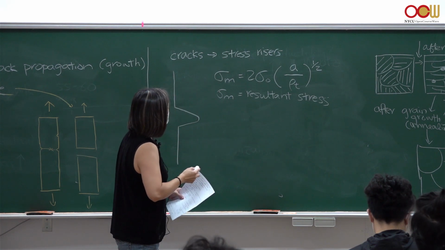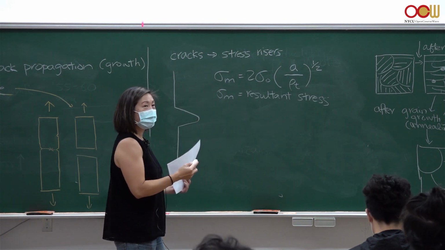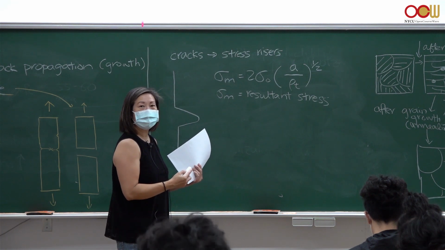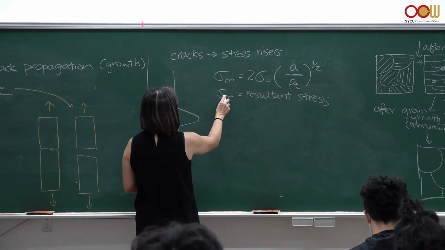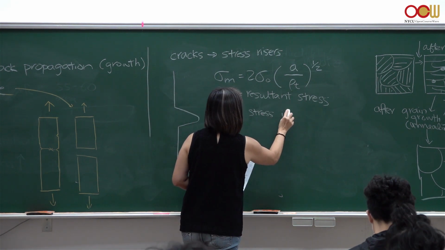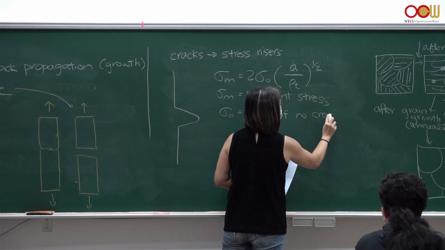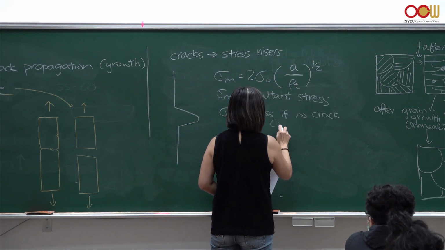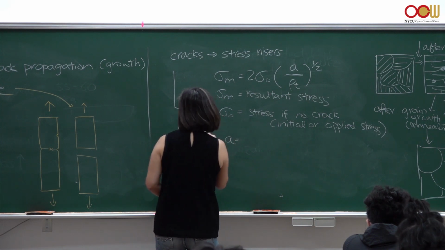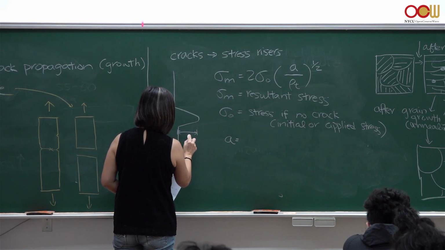So sigma m is a resultant stress. This is a stress that's being felt by the material, or the magnified stress. Sigma is the stress if there is no crack, so the applied stress. A is the length of the crack.